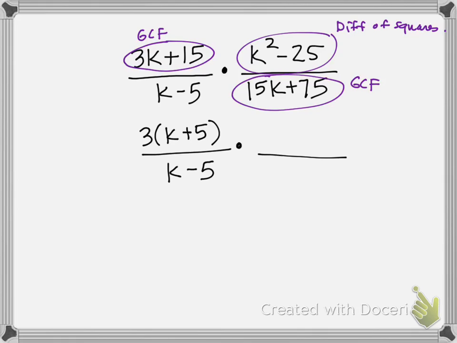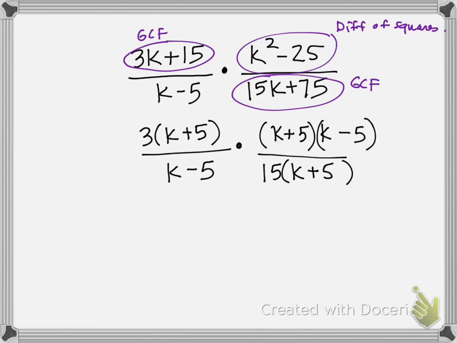The next numerator, k squared minus 25, is the difference of squares. So you open up double parentheses, alternate the signs. One's a plus, one's a minus. K squared splits as k times k, and 25 splits as 5 times 5. And lastly, my denominator, 15 divides both of those, so I'm pulling out a 15, and what's left inside is k plus 5.